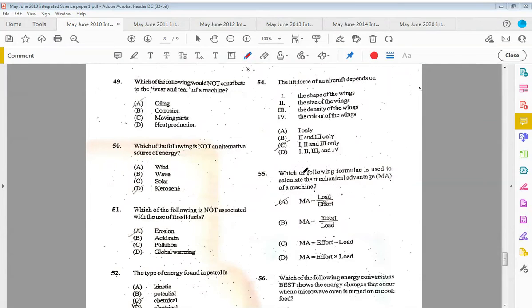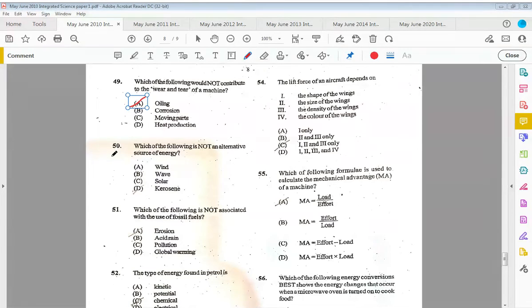49. Which of the following would not contribute to the wear and tear of a machine? The answer is A, oiling. Remember, we oil machines to get rid of friction, right? So that will not contribute to the wear and tear. We're actually trying to prevent that from happening.